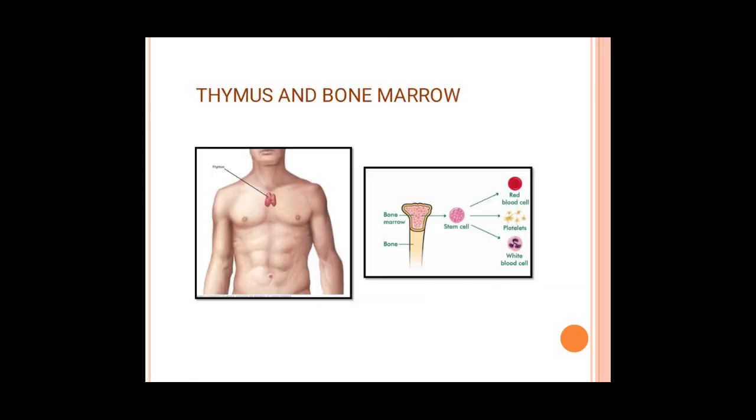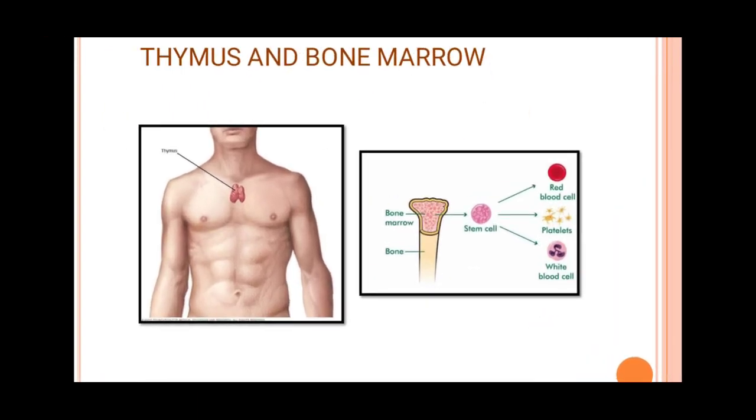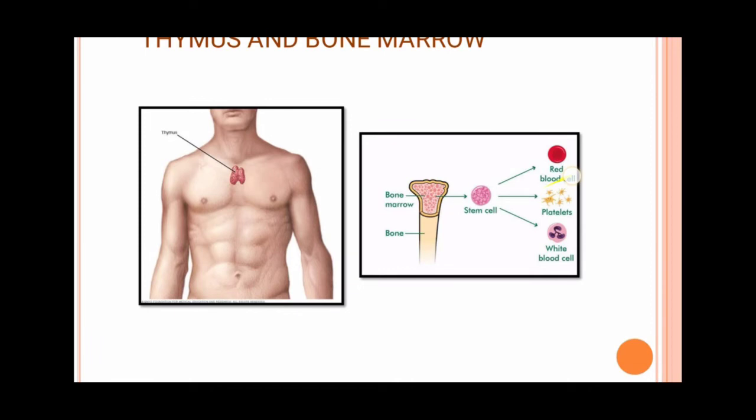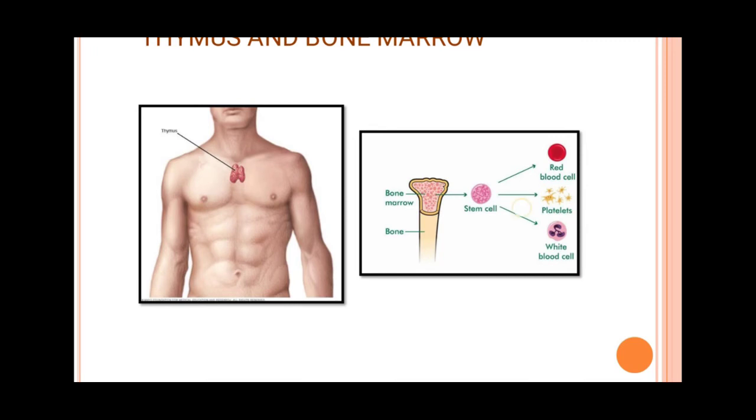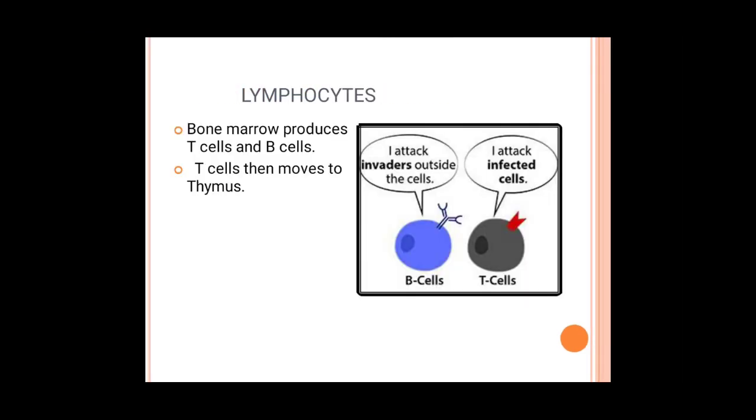Now in this slide you can see thymus, where it is located, and bone marrow. Bone marrow is actually present inside the bone, where we have the stem cells which produce blood cells: red blood cells, white blood cells, and platelets. Lymphocytes, as I've explained before, are a type of WBC and they help in immune system. There are two types of lymphocyte, T cells and B cells. Bone marrow produces both T cell and B cell, but after they are produced, T cells move to the thymus.